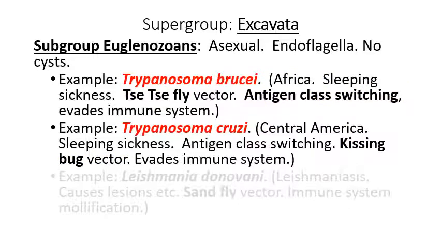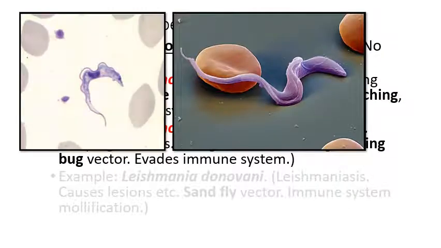Okay, so starting with these two. This is Trypanosoma. It's impossible to tell from looking at it whether this is Trypanosoma brucei or Trypanosoma cruzi. They both look the same. If you wanted to tell them apart, you would have to use serology. The simplest way would be either PCR or serology. But this is what the trypanosomes look like.